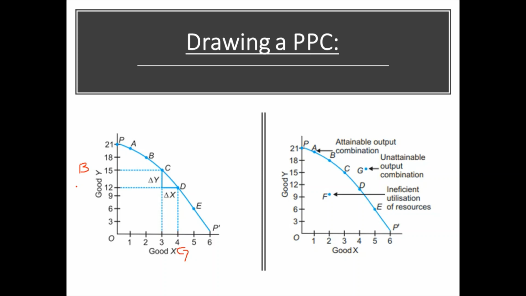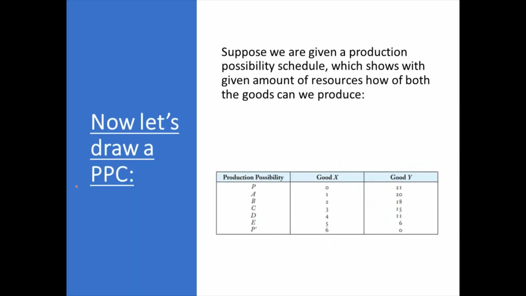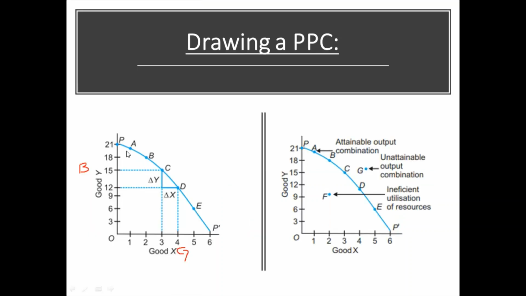Now what we've done is we have plotted points. If we see in the previous one, at point P we have good X and good Y: good X is 0 and good Y is 21. So on this graph, you mark 21 at point P, where your good X is 0 and your good Y is 21. Similarly, we'll mark all the points and join them. So this is the production possibility curve that we make on the basis of our production possibility schedule.